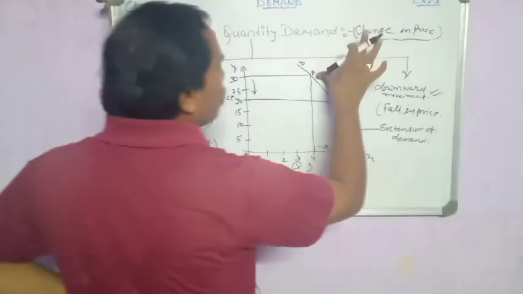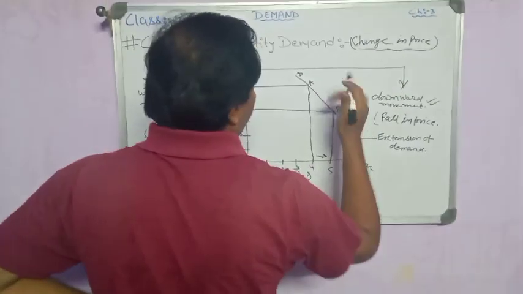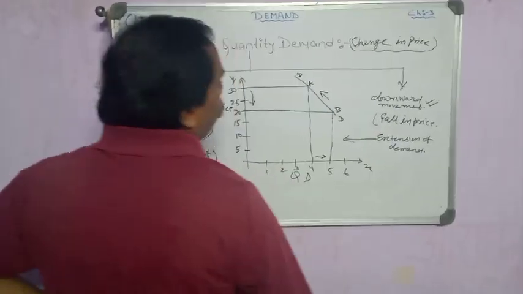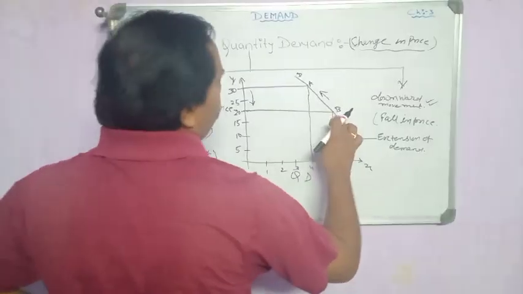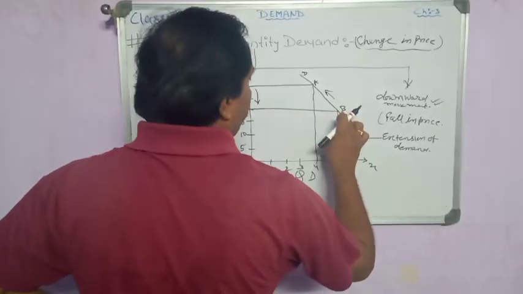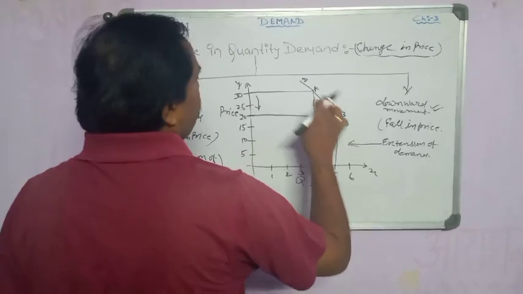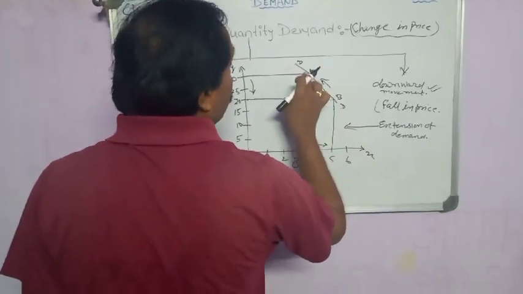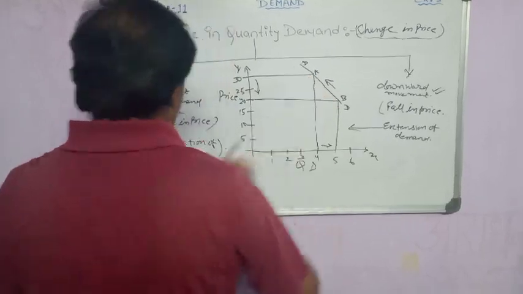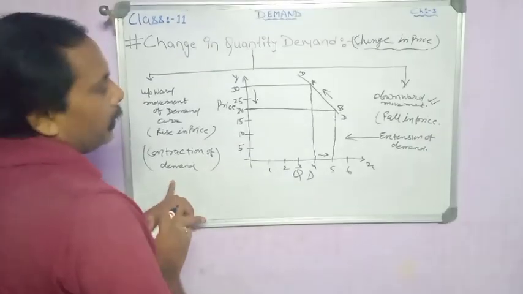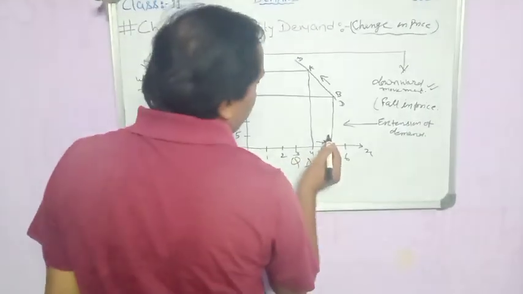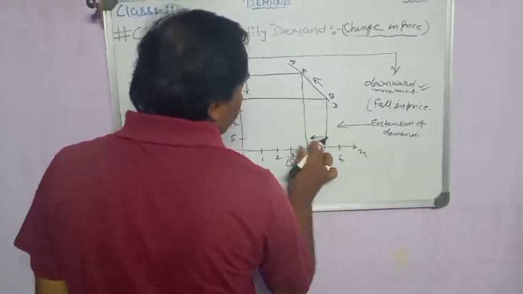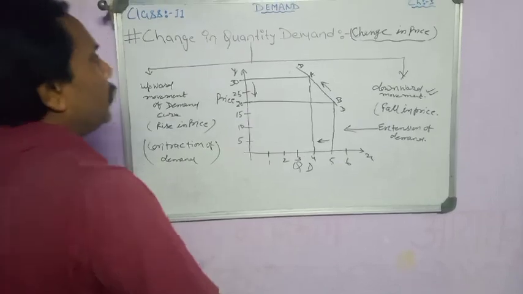And if we change the arrow in this direction, the initial demand was up to point B, and now the quantity demanded has reduced and goes up to point A. That is known as contraction of demand, because here the units decline from 5 to 4 units.